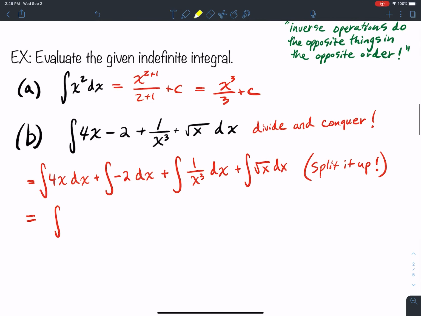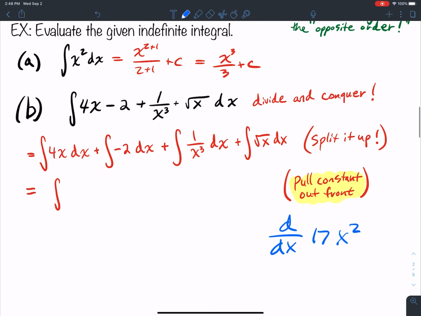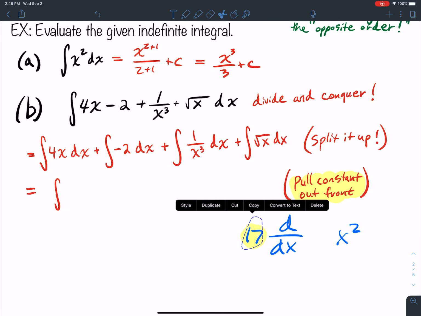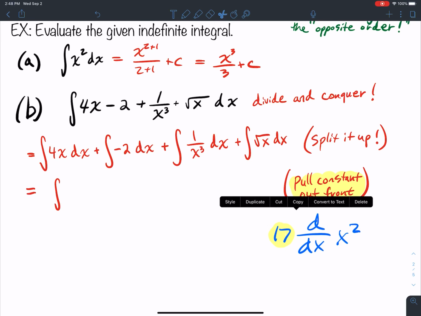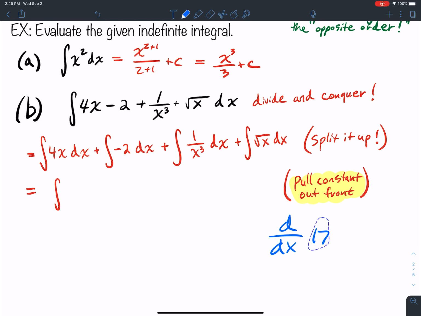All right, so the next thing I want to do is pull the constants out front. Just like with a derivative, when I had the derivative of like 17x squared, I could take the constant 17 and pull it out front to take my derivative of x squared. And then you just have 17 times 2x, right? So I'm going to do the same thing with integration. I'm going to take all my constants and pull them out.